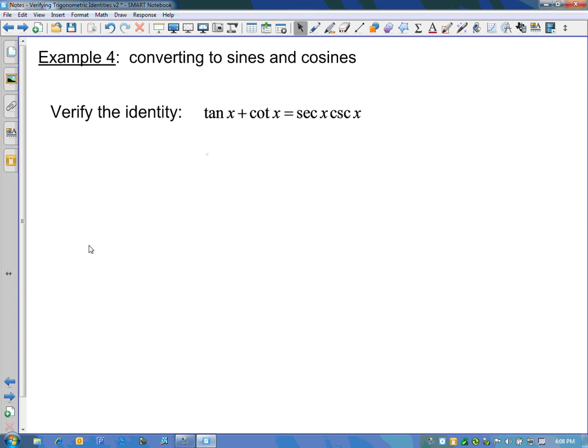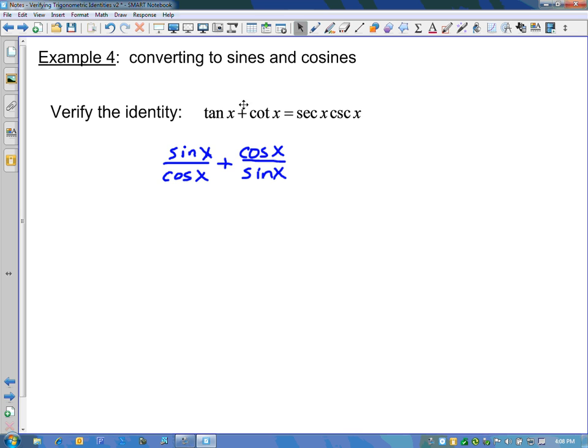All right, number 4. Now, when I first see this one, I see many different functions. I have tangent, cotangent, secant, cosecant, a lot of different functions. So this is a good candidate to switch everything to sines and cosines and try to get the cancellation opportunities. Well, if we change tangent into sine over cosine and cotangent into cosine over sine, then we can get started.